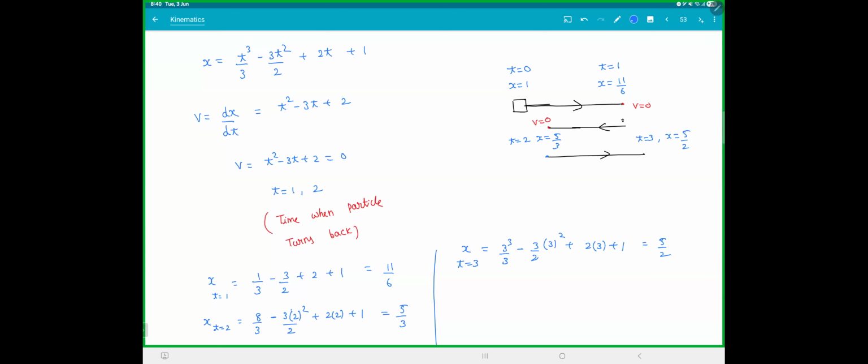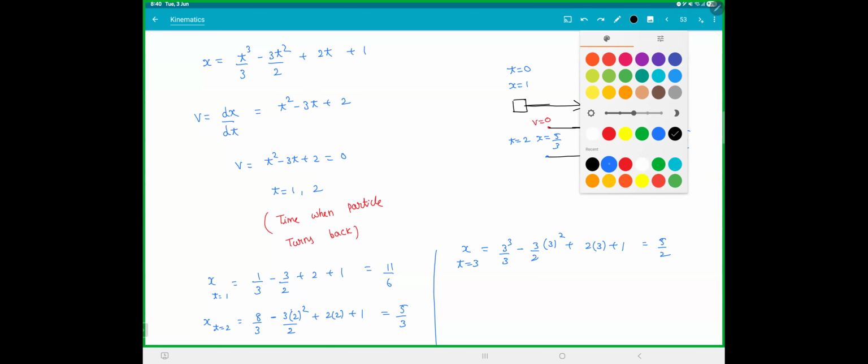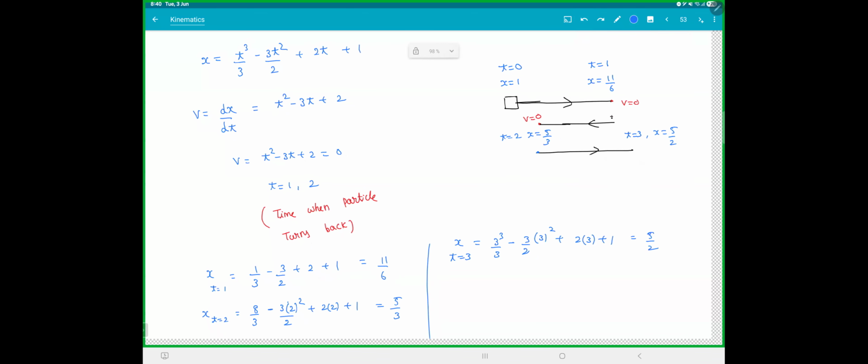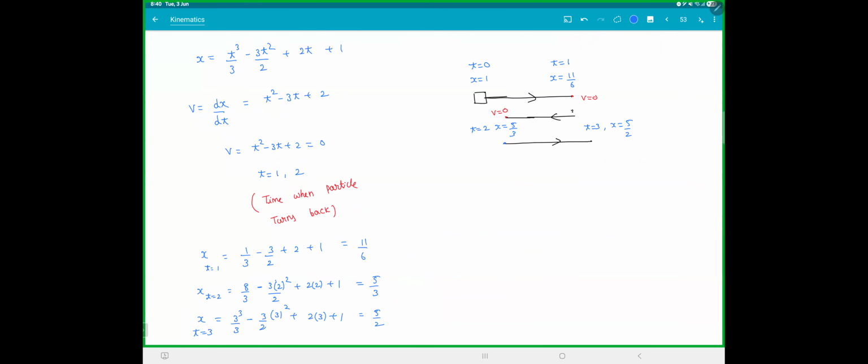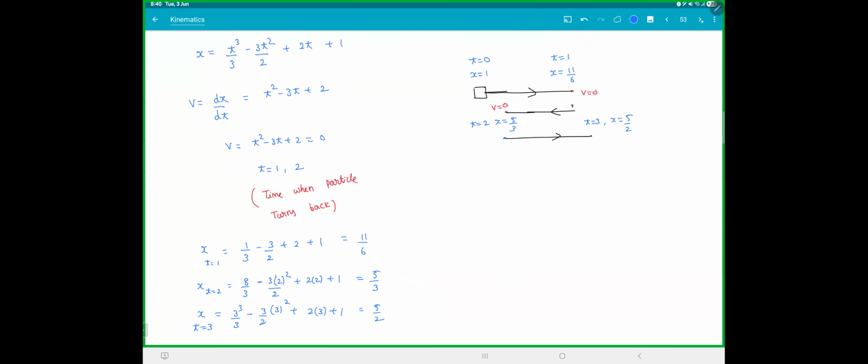So what is the total distance? The total distance will be this length, and this length. Is that making sense, everyone? Any doubt so far? Anyone not clear with any particular step? You can just always unmute and ask me that out.